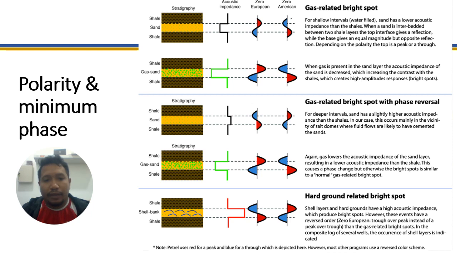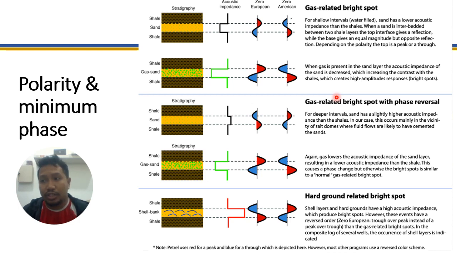And then we also have the hard ground related bright spot. This type of bright spot is caused by the reflections of the wave from a layer of hard ground, such as a shale bed. The bright spot is bright because the acoustic impedance of the hard ground is higher than the acoustic impedance of the surrounding shales.